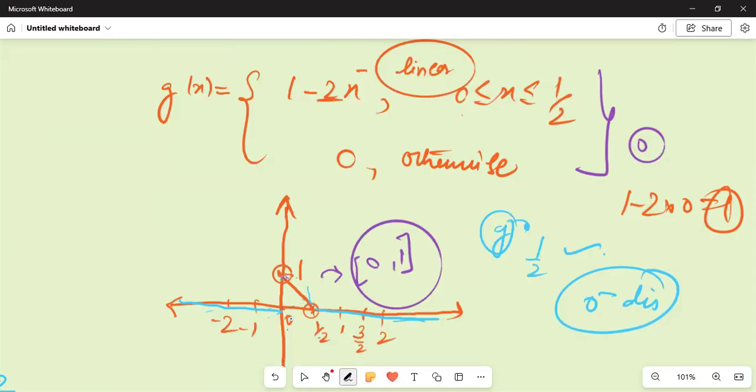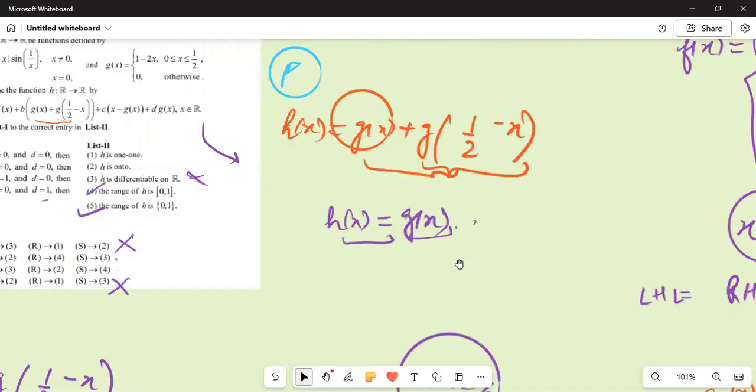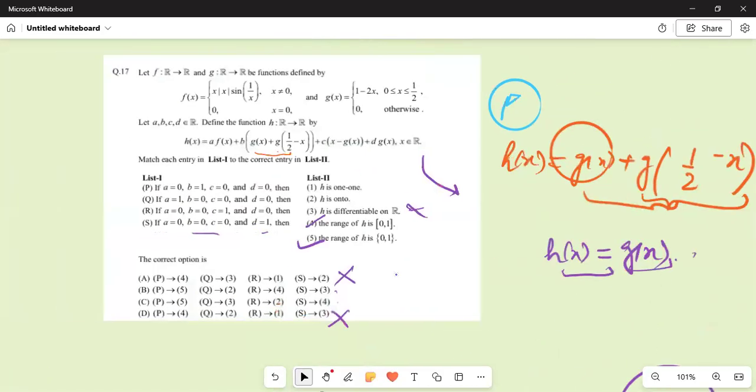attained by G at the point of domain 0, and 0 is attained by G at half, as well as for all the points of the domain except this closed interval of 0 and half. So that means the range of G is the closed interval 0, 1. So S is mapping to the fourth part, and hence C is the correct answer.